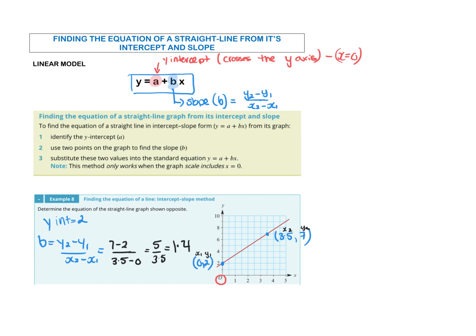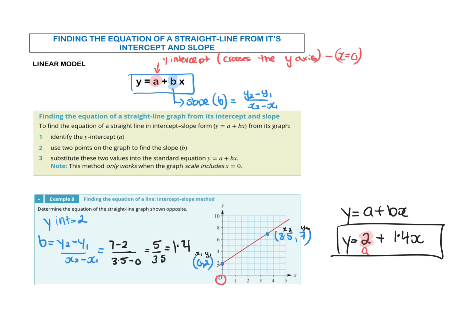So now we can write these into our equation. We know that y equals a plus bx. So in this example, a is 2 and b is 1.4x. So you can see I've now found the equation. That one was the A, and this was the B value. Okay, so that is one way you can do it. You can just read it off and then do it like that.